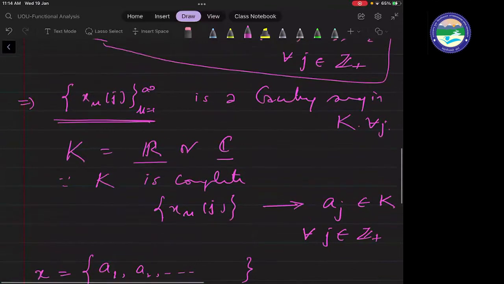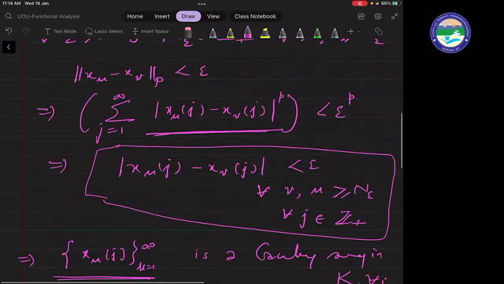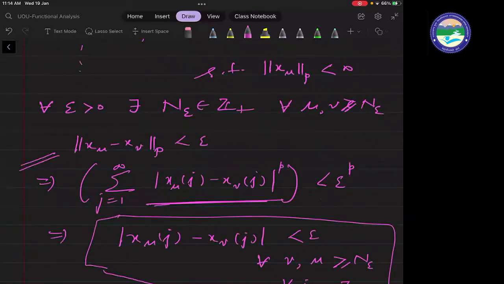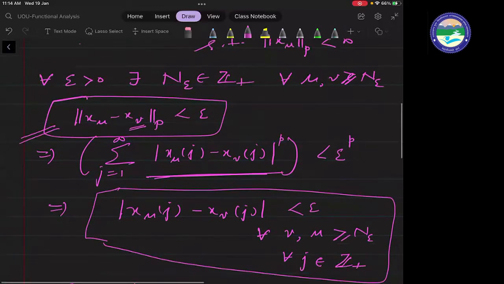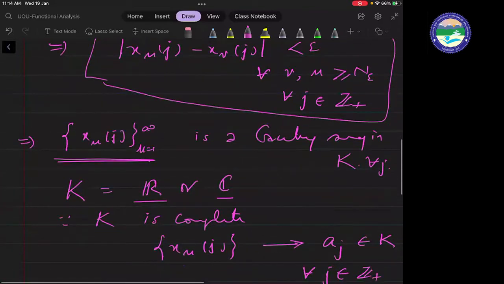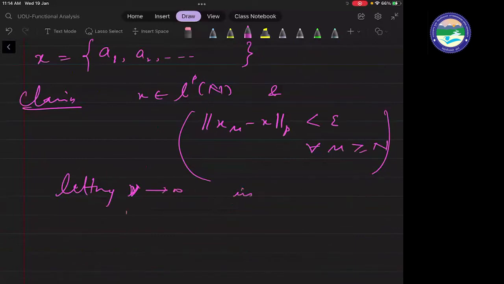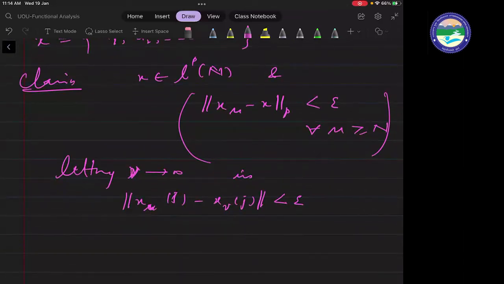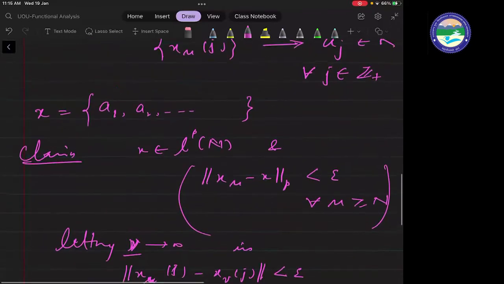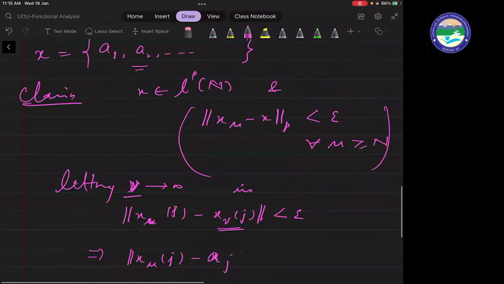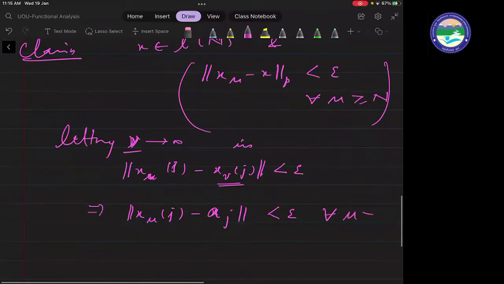How do we prove this? We have this inequality. See here, we have this inequality. Now what you do is, in this inequality, let nu go to infinity. In this inequality, x mu j minus x nu j less than epsilon, we are letting nu go to infinity, and we will get x mu j minus, this will be x j. I have written a j, so write a j, less than epsilon, and this is true for all mu greater than or equal to n epsilon.